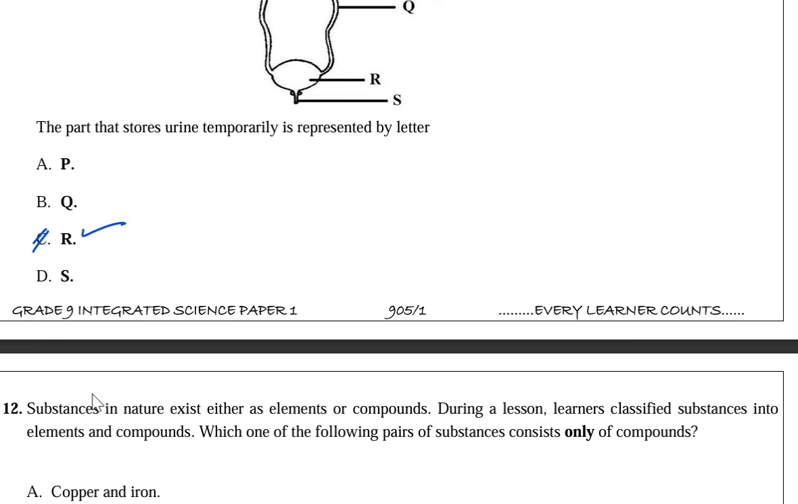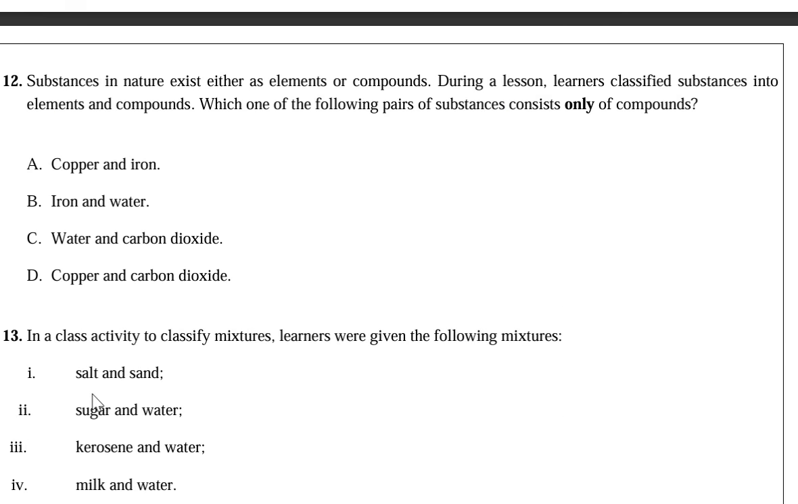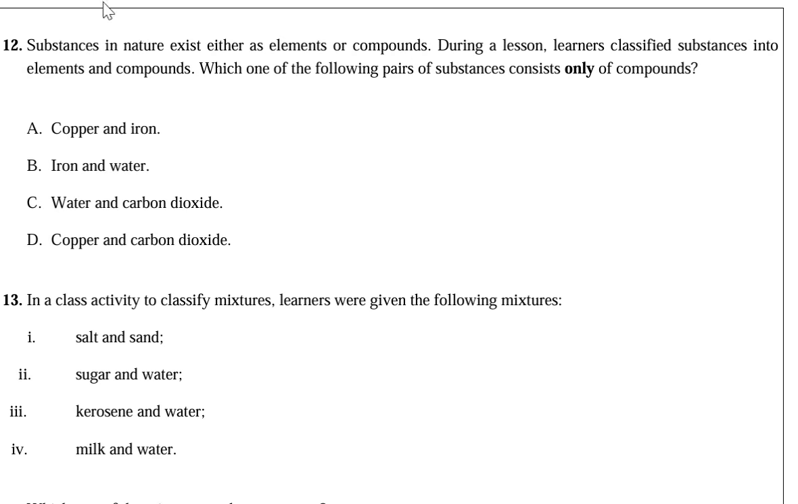We continue to question number 12. Substances in nature exist as either elements or compounds. That is true. During a lesson, learners classified substances into elements and compounds. Which one of the following pairs of substances consist only of compounds? So you know that a compound is whereby we have 2 or more elements which are chemically combined.